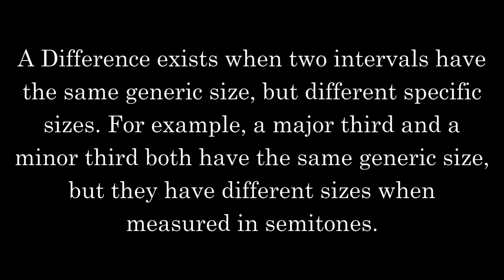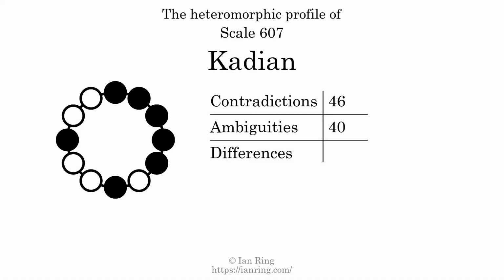A difference exists when two intervals have the same generic size, but different specific sizes. For example, a major third and a minor third both have the same generic size, but they have different sizes when measured in semitones. The number of differences in this scale is 104.